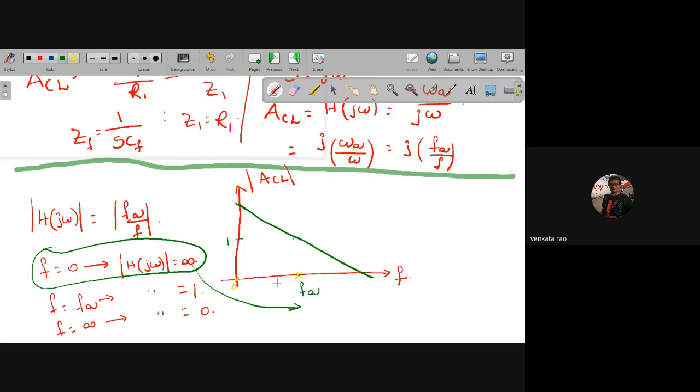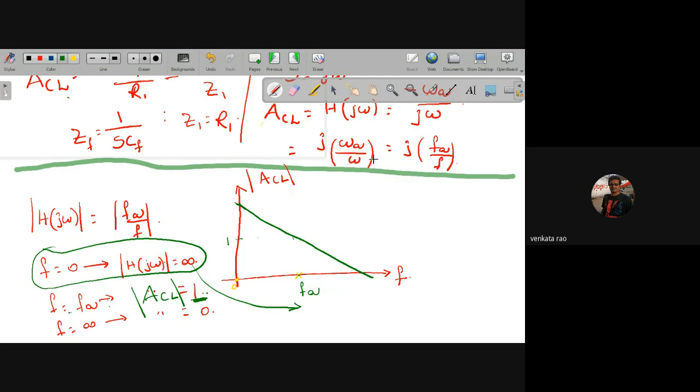Sir, is it okay? And sometimes in last year's IES they asked one question. Listen carefully, sir: calculate the unit gain frequency of an integrator. See this. At F equal to FA, your closed loop gain, which is nothing but H of this, is going to be 1.